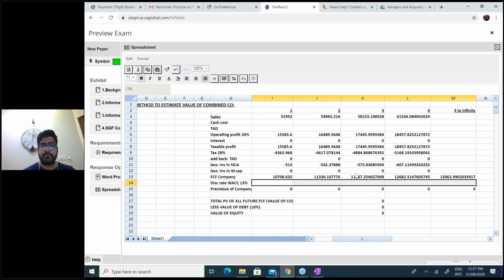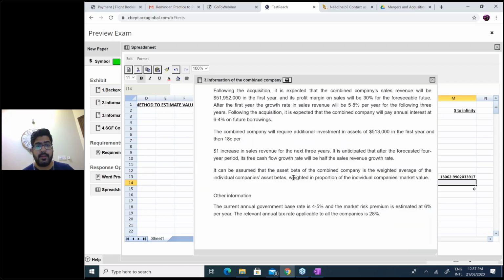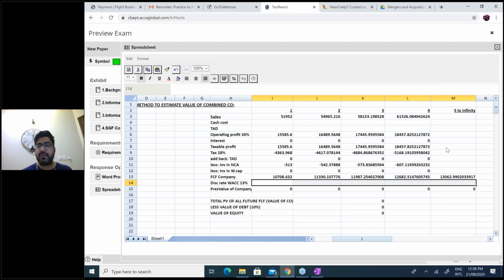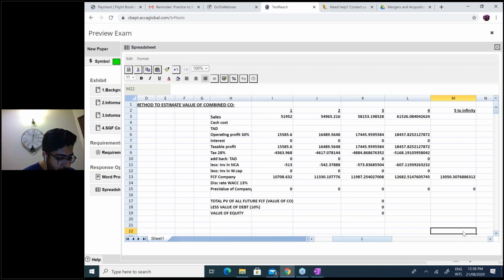After year 4, the question states it is anticipated that after the 4-year period, what does after 4-year mean? 5 years. After 4 years means 5 years. Its free cash flow growth rate will be half the revenue growth rate. So half the revenue growth rate of 5.8% is going to be 2.9%. So after the 4-year period, meaning 5 to infinity, the growth rate will be half the revenue growth rate, 2.9%. This is what we got about FCF. Any questions on FCF of the company you can ask, and we will move towards WACC, which is going to take some time.